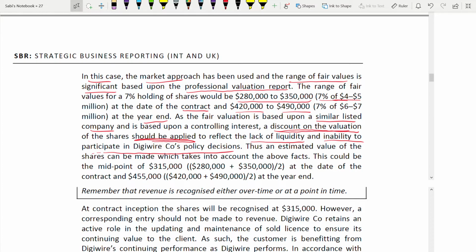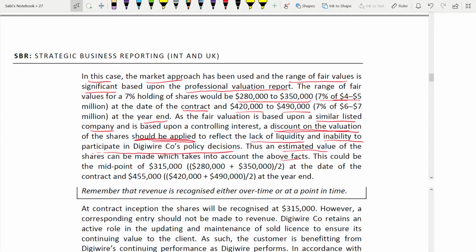You only have a 7% holding. With that 7% holding, do you think you can participate in the policy decisions of the company? No, you cannot. So that's why you have to discount that valuation also. So thus an estimated value of the shares can be made which takes into account the above facts. Yes, you can estimate a value based on the above facts.